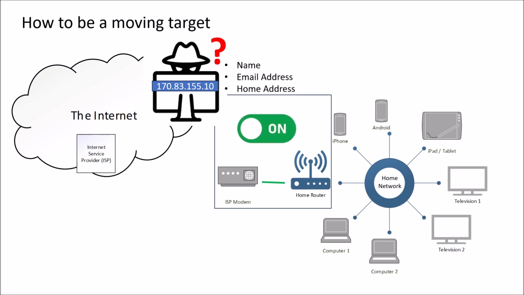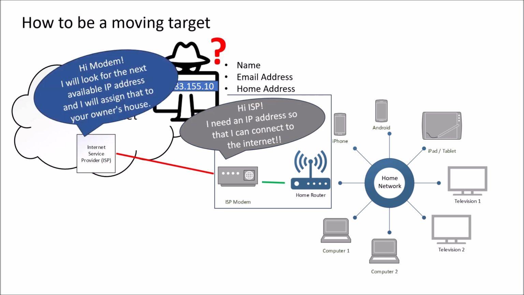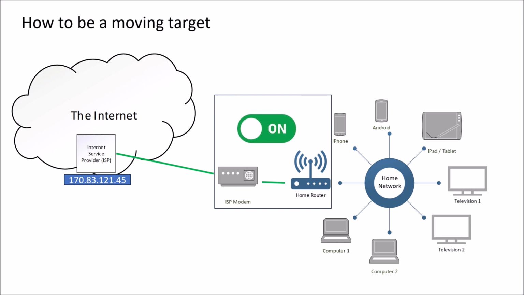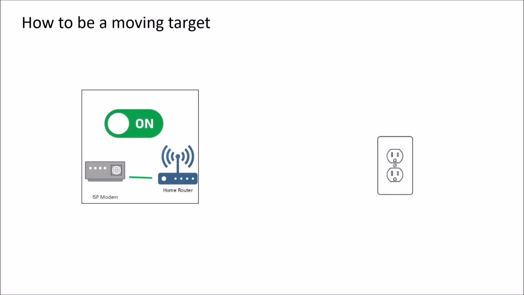But what happens when you turn on your ISP modem again? We create a new connection. The internet service provider communicates with your ISP modem, and they assign a new IP address. So now you have this bad actor looking at 170.83.155.10, but really your house has changed its address. And now it's sitting at 170.83.121.45. So now you're a moving target.